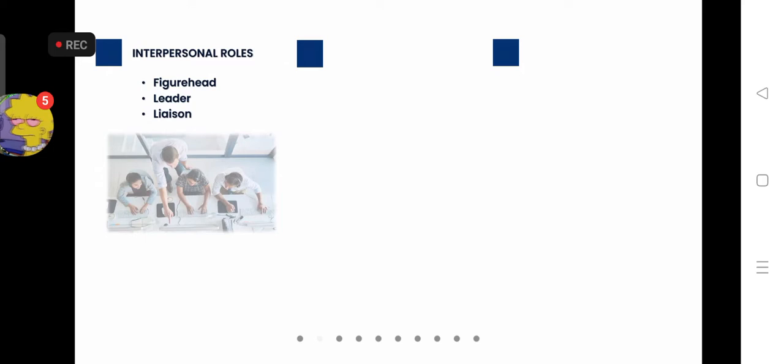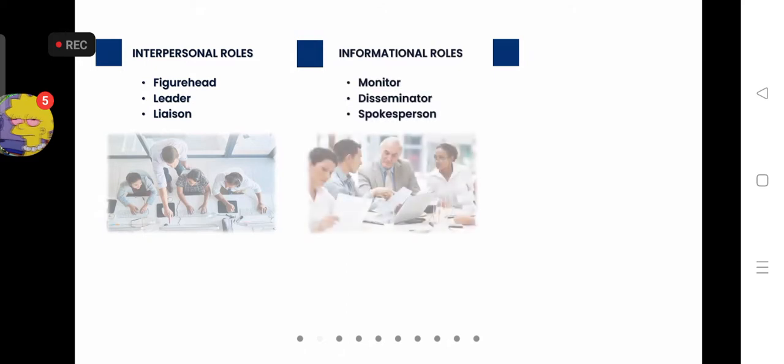On the informational roles, it includes being a monitor, disseminator, and a spokesperson, wherein as a monitor, the manager seeks and receives information from various sources to evaluate the organization's performance, well-being, and situation. Next, as a disseminator, the manager communicates external information to the organization and facilitates information exchange between subordinates. Then, as a spokesperson, the manager relays information to other groups and entities outside of the company.